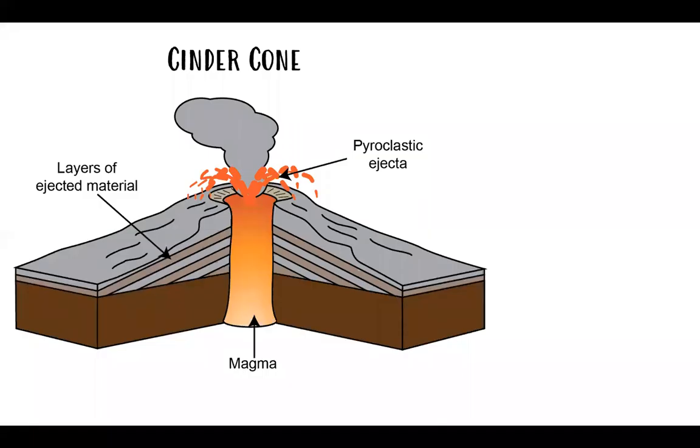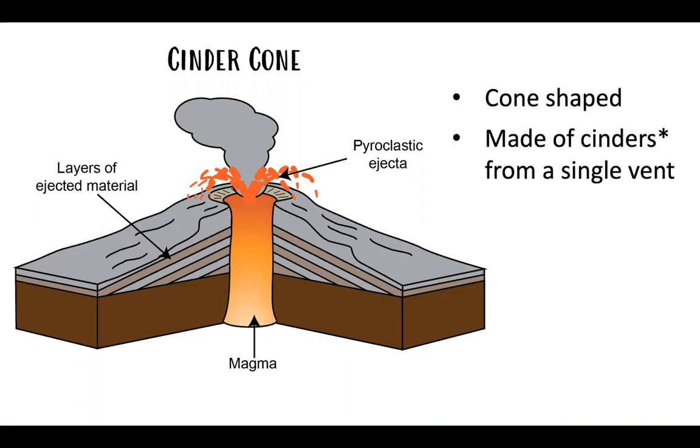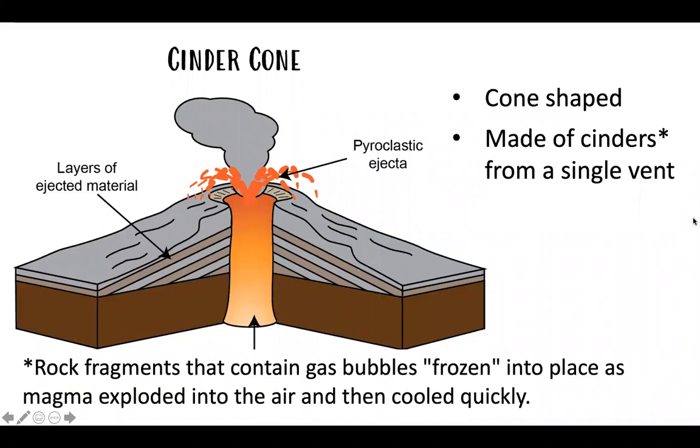All right, moving on to cinder cone. If you are filling this one in, we're on the second row. A cinder cone is cone-shaped. It's made of cinders, so that makes perfect sense. It's all coming from a single vent. So in the middle here that you can see there, it's just a single vent coming out of the volcano.